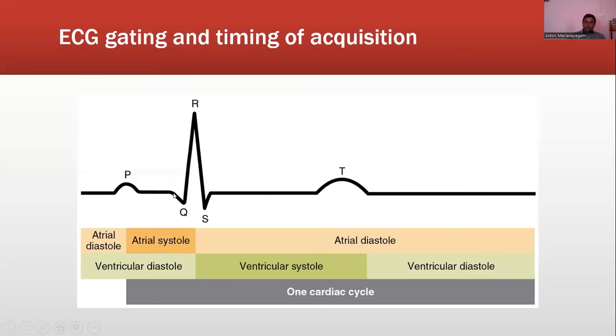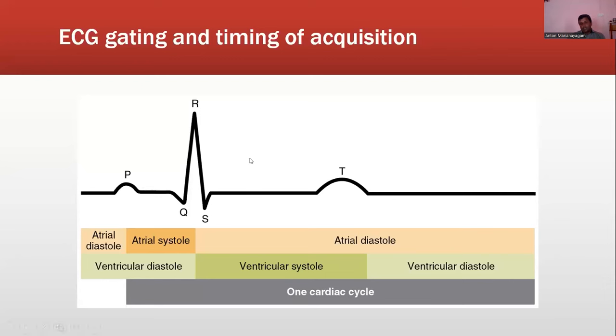And ECG gating, now we know the ECG where we have P wave, QRS complex, and T wave. So we try to use the cardiac diastolic phase, so that the coronary arteries can be imaged with minimum artifact. But individual coronary arteries experience significant motion artifacts during different cardiac phases. So what we do is we have identified the phases in which particular coronary artery will be at rest, and will experience less motion, and we will use that particular phase.